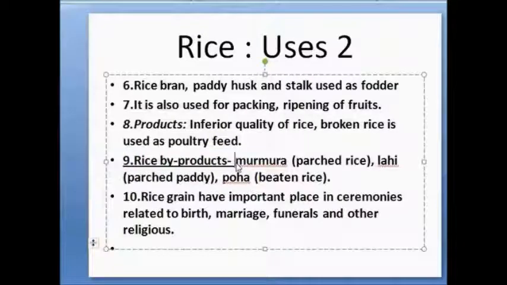The paddy is soaked in water, and then it is baked in a particular oven that produces murmura. Another is lahi, that is parched paddy. From this paddy, we can make lahi. Moreover, poha is also used all over the world. That is called beaten rice, poha, which is very flat, and it is the best product used in many countries.